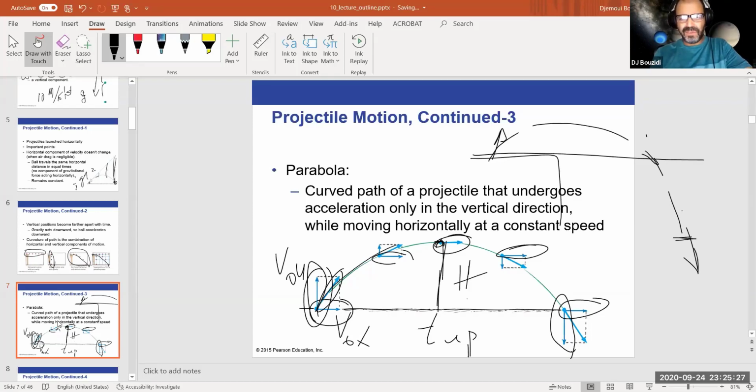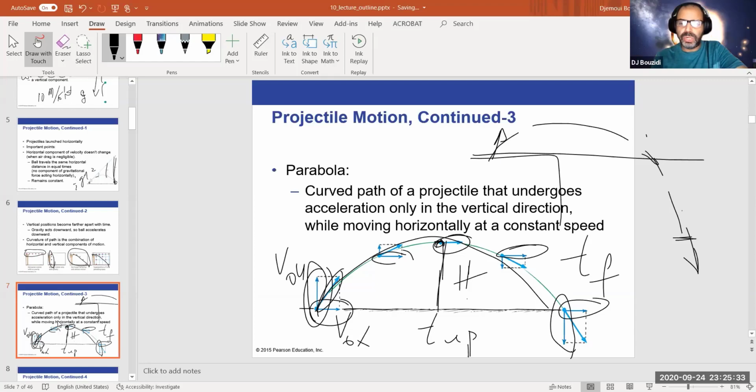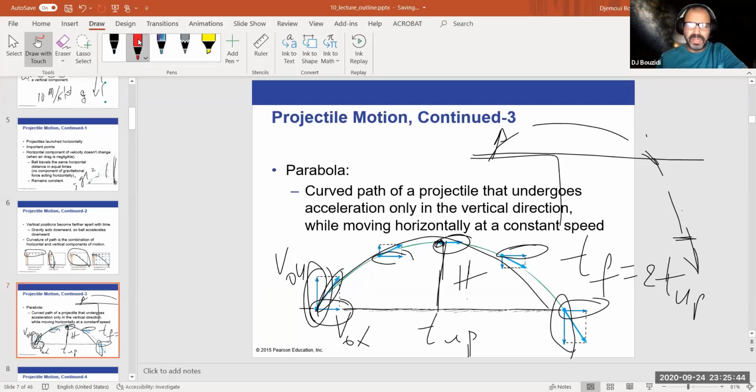So that's one thing about the projectile motion. This time from here to here is the so-called time of flight, the time while it's airborne, okay? Usually, it's equal to twice the time it went up, okay? The distance from the beginning to the end on the horizontal plane is what we call the range, okay?